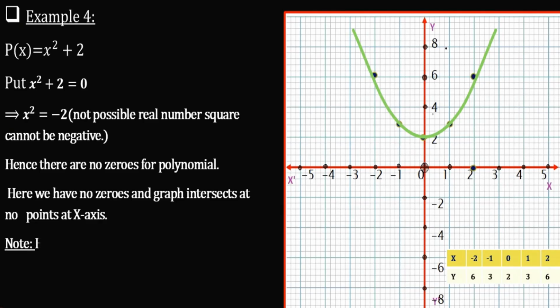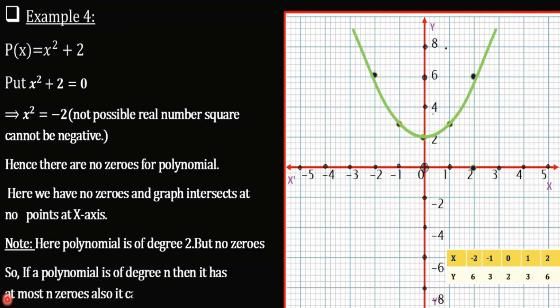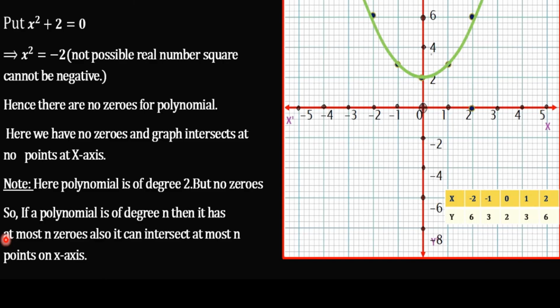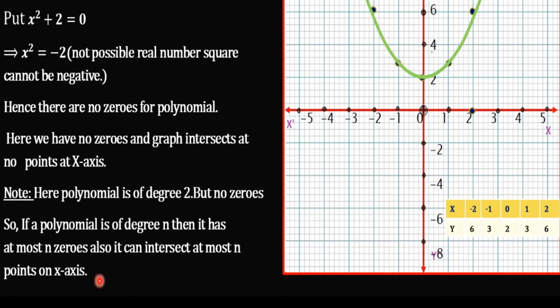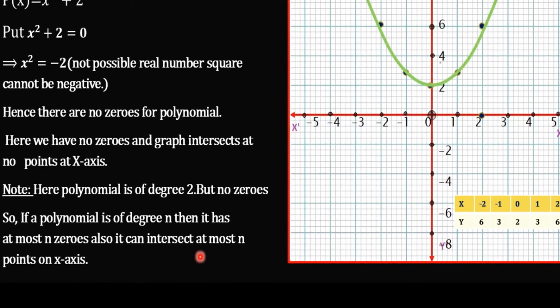Note, here the polynomial is of degree 2 but has no zeros. That is, if a polynomial is of degree 2, it can have at most 2 zeros, which means it can have no zeros or 1 zero or at most 2. That is, the maximum possible number of zeros is 2. Here we have no zeros. So if a polynomial is of degree n, we can conclude that it can have at most n zeros. Also, it can intersect at most n points on the x-axis, or at no points on the x-axis, according to the number of zeros.